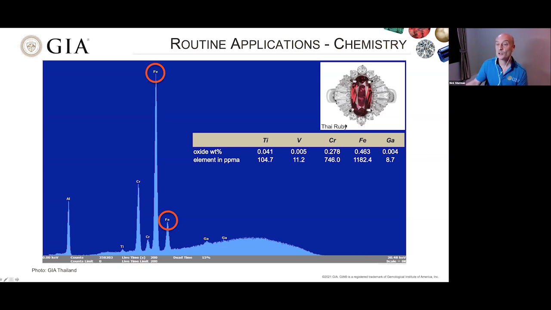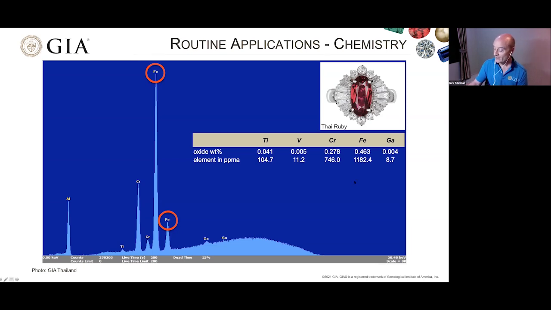Here we've had a Thai ruby, and the results are showing very high iron, and the chromium is relatively lower. You actually have the figures here in parts per million. Again, you can see that the iron is 1,182 in this example, and the chromium 746. So we know that the Thai rubies have higher iron concentrations.